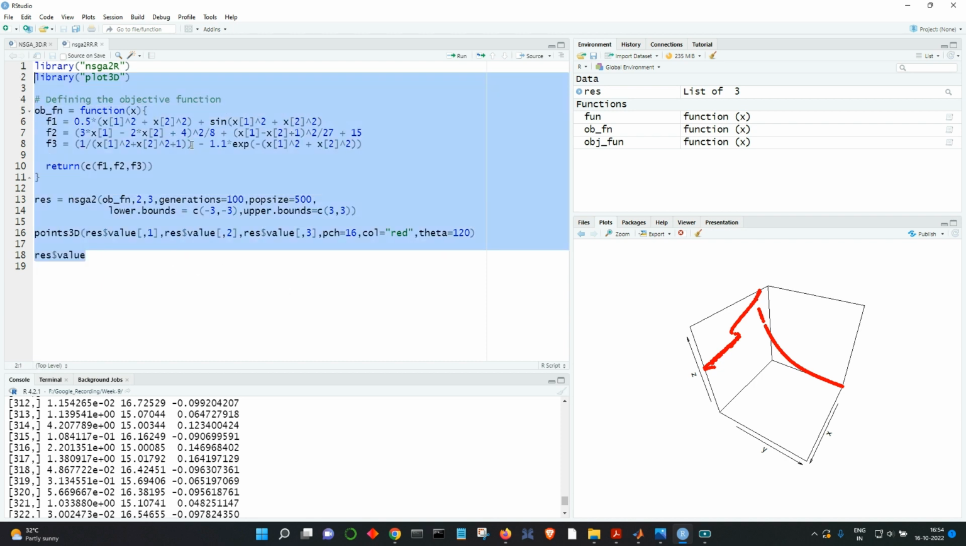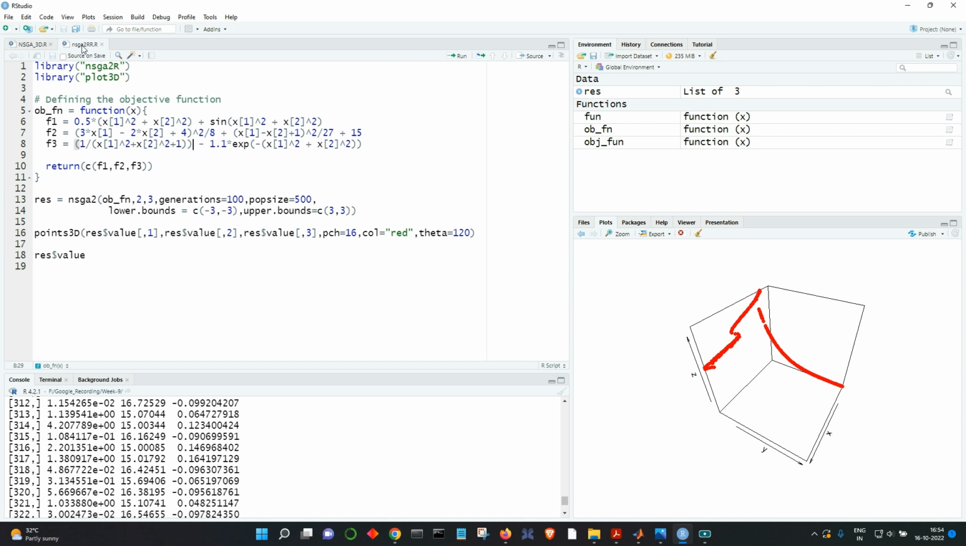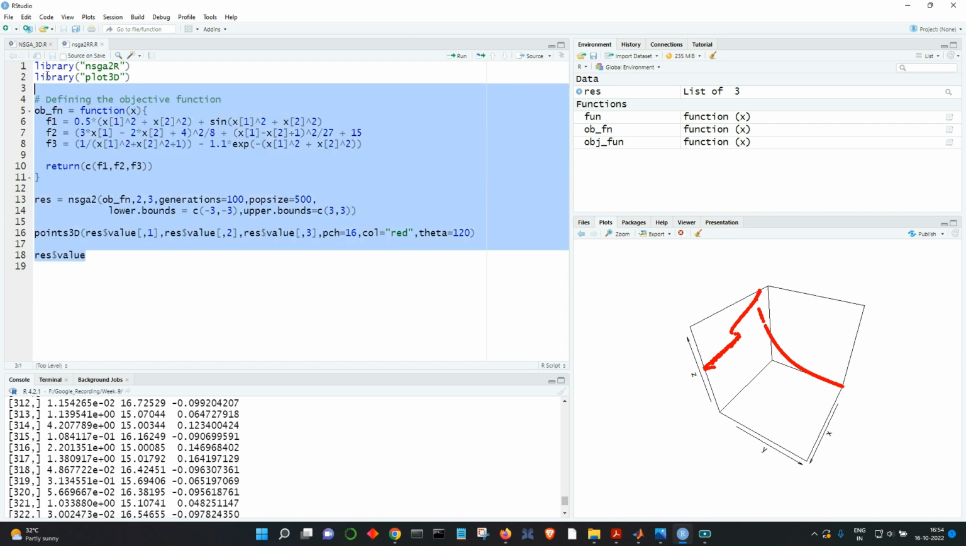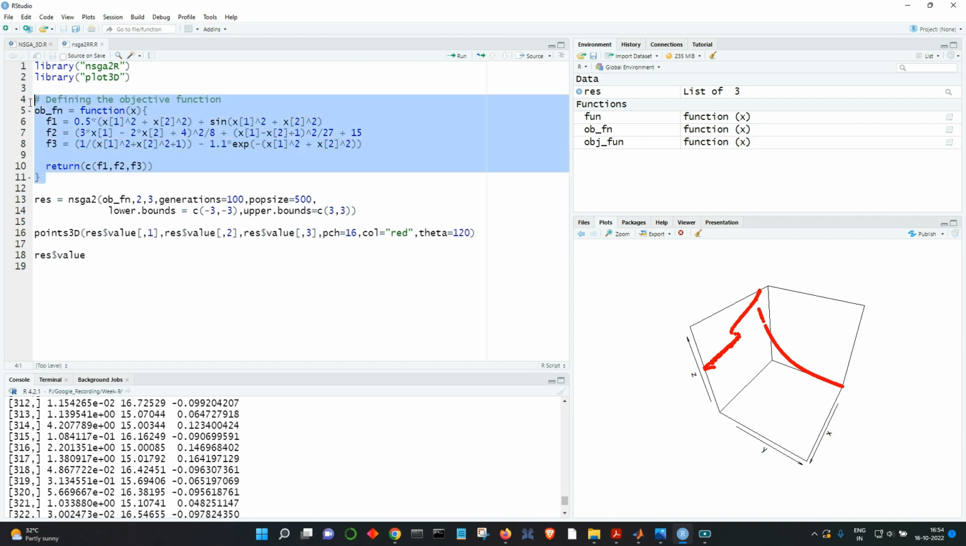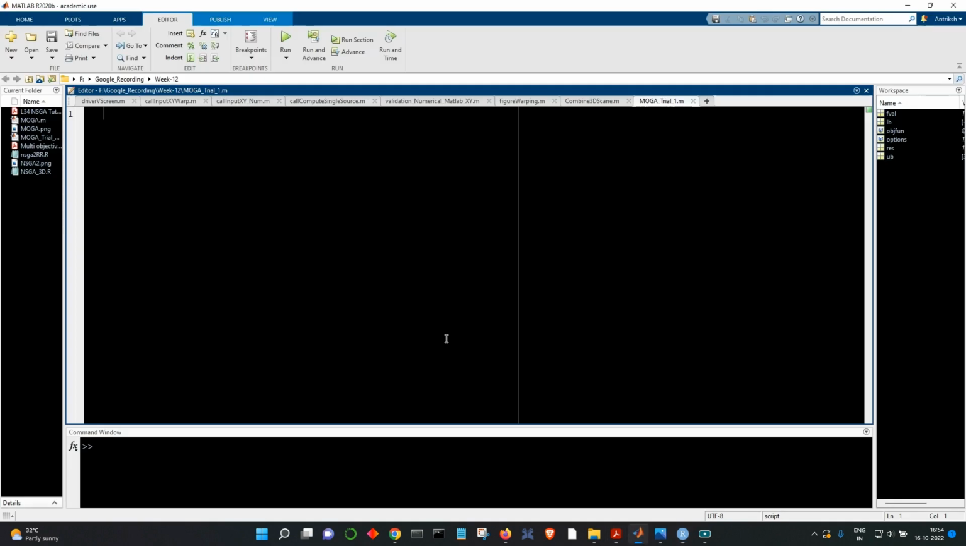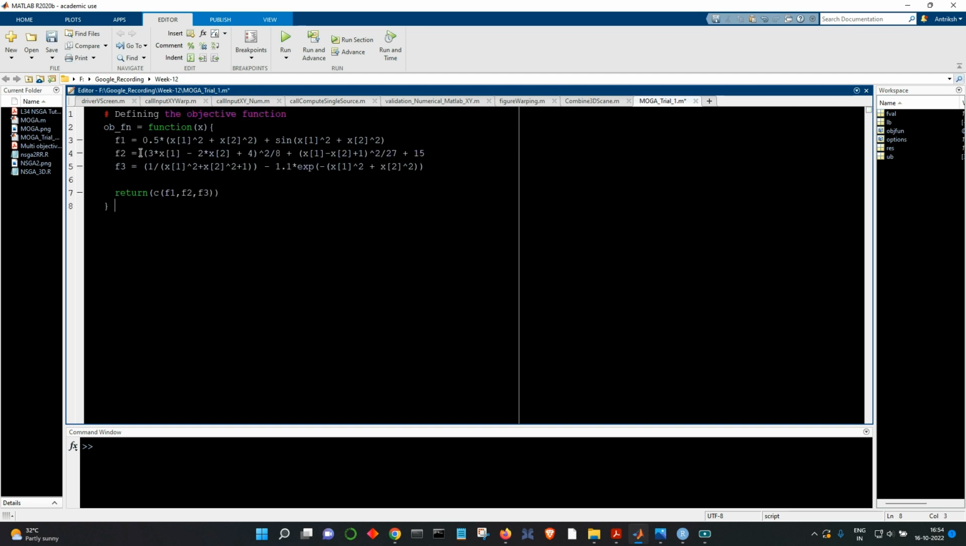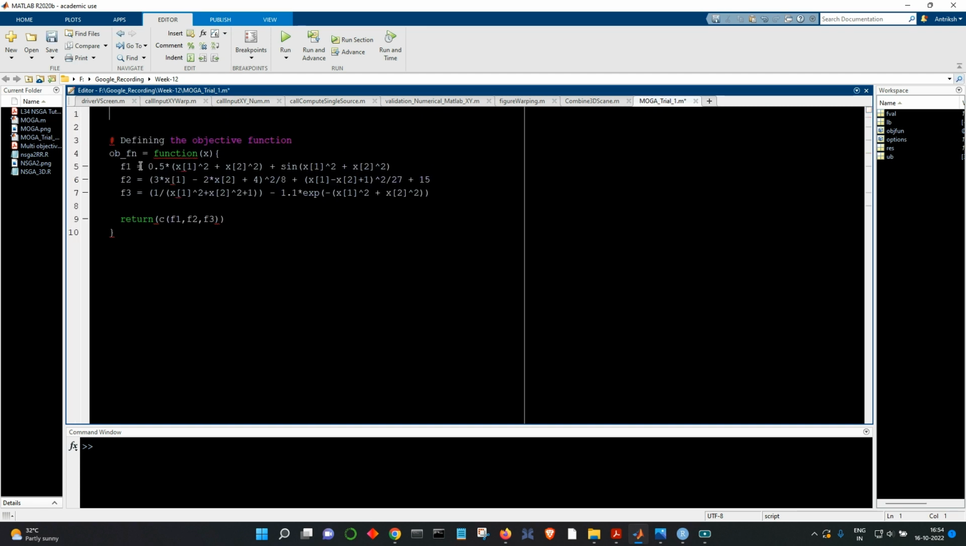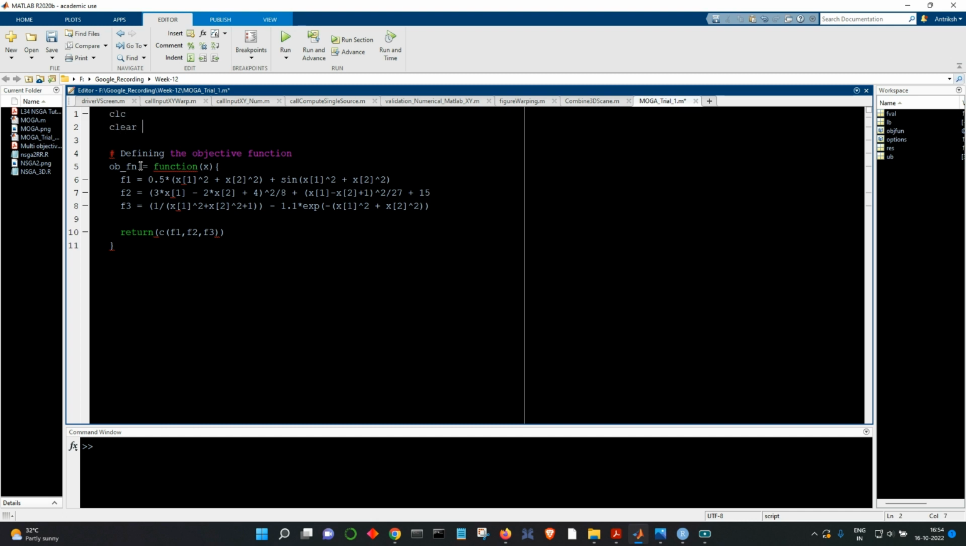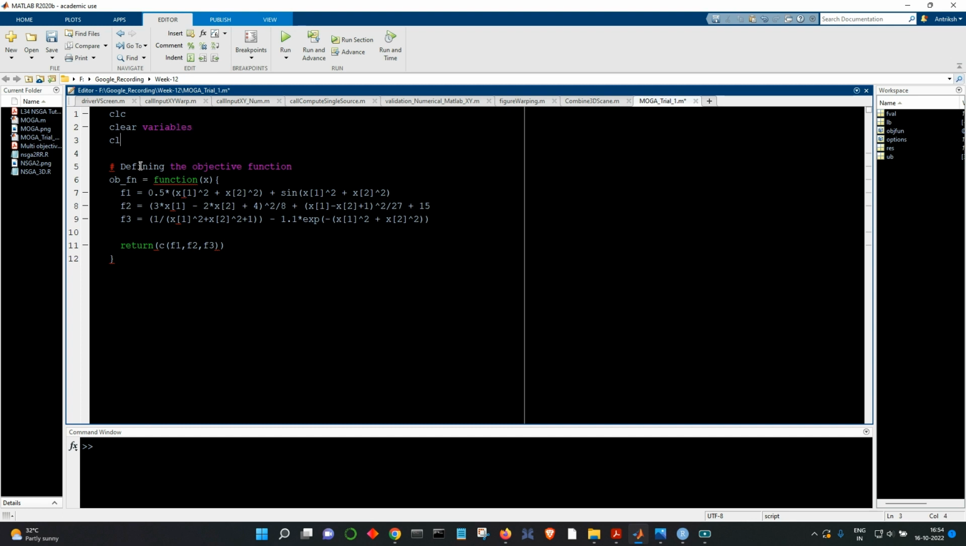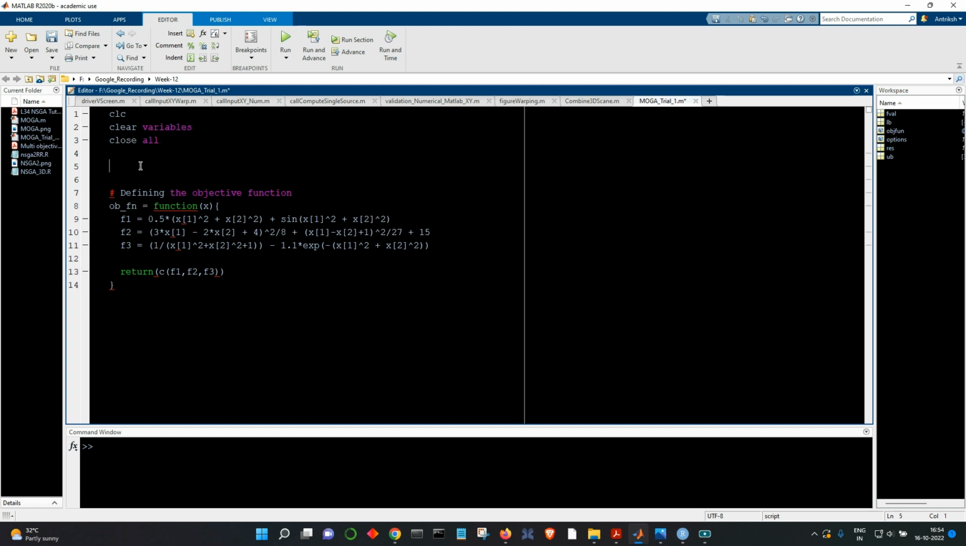Okay, so we have done the same problem in NSGA, non-dominated sorting genetic algorithm. Let's copy this because the equation we are going to use is the same. Let's copy this equation and do the same thing using multi-objective genetic algorithm in MATLAB. So first of all, CLC and clear variables, close all. Okay, now let's make the function.